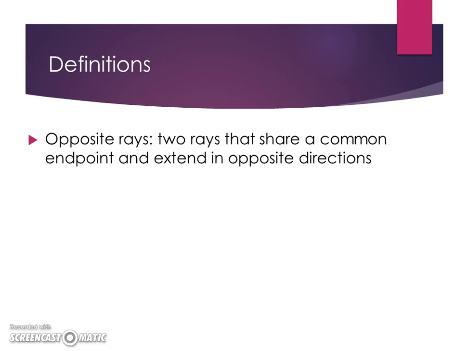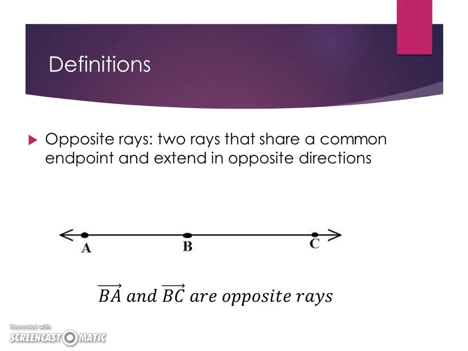Okay, if you put 2 rays together and they go in directly the opposite way, we call them opposite rays. Okay, so they share an endpoint, they share the starting point, and they extend in directions that are completely opposite of each other. So it looks like this. So BA and BC are opposite rays. And one special thing about opposite rays is that they actually form a line, right, in a straight line. So that's opposite rays.